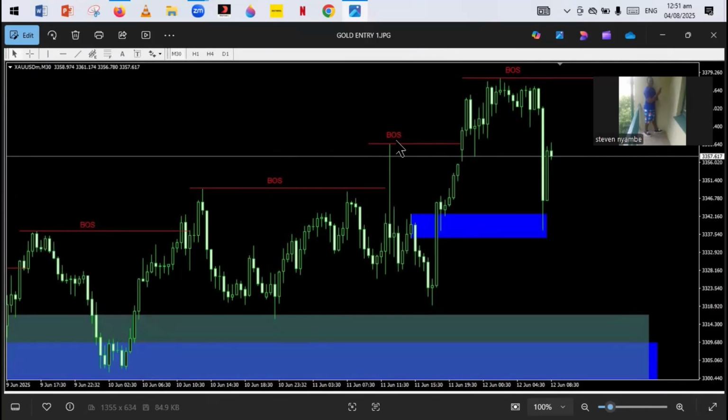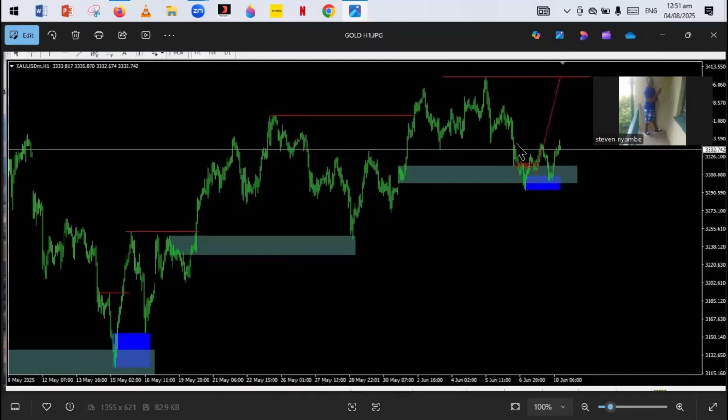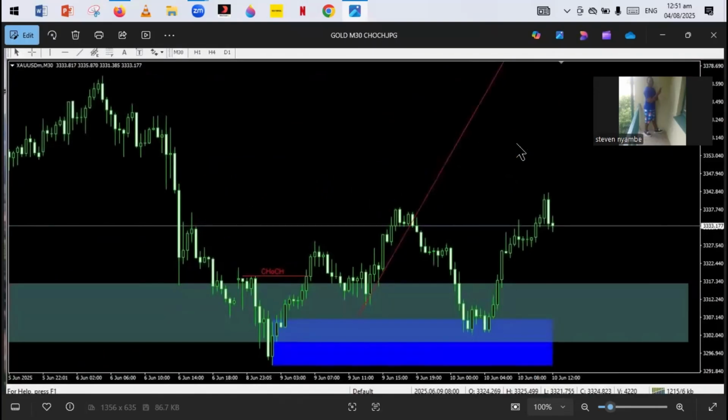And then this was just an illustration. When price breaks structure, price will always come back to tap into the origin, which is this order block, which caused this break of structure. This is the same trade. And then I had a different trade. This is gold in M30.